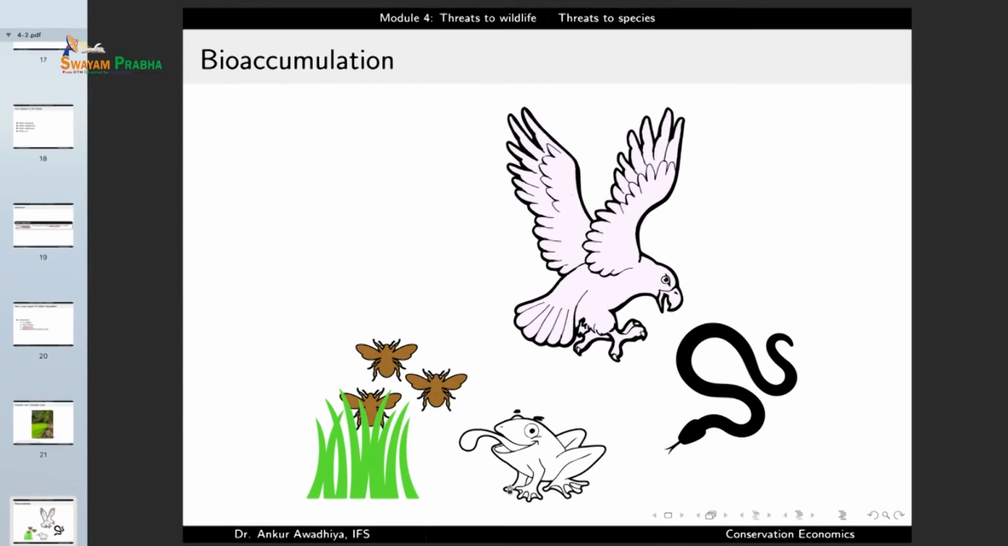Then a snake eats a large number of frogs, and so the pesticides from the bodies of a large number of frogs will get accumulated in the body of the snake. And as we move up the food chain, we will find that the concentration of pesticides goes up and up. And this is known as biomagnification. So there is bioaccumulation in the bodies, and this accumulation goes on increasing as we move up the food chain, and this is known as biomagnification.